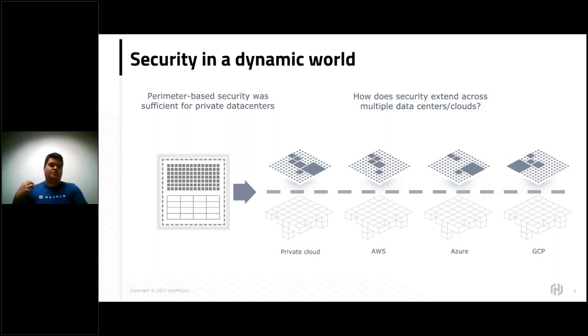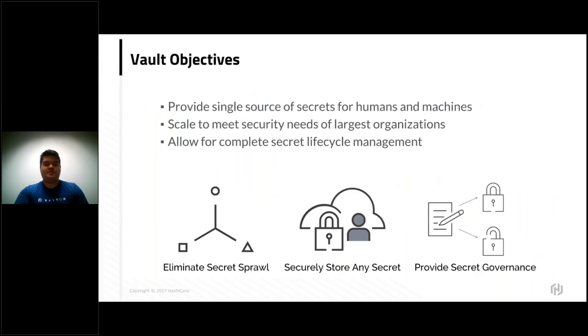So this is really a world that we've focused on building Vault towards. How do I extend that security across this very diverse infrastructure? And how do I do it in a way that allows me to still centralize management of identity, secrets, and then ultimately the workflows associated with those secrets? So this is really the goal of Vault.